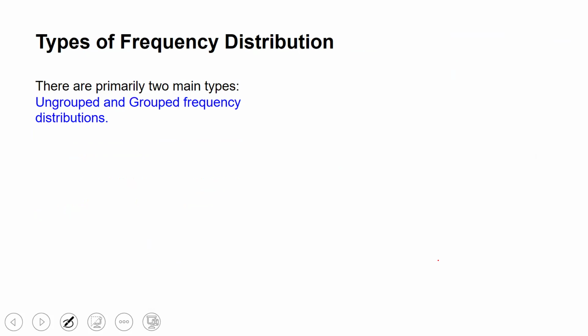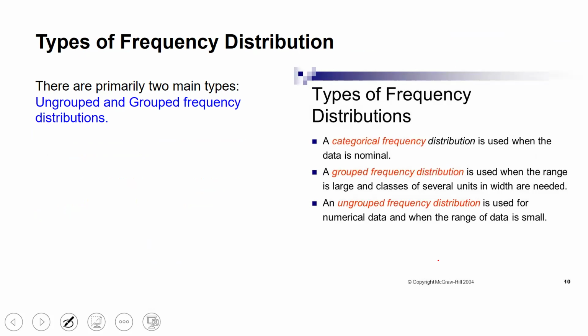So what are the types of frequency distribution? There are primarily two main types: ungrouped and grouped frequency distribution. And sometimes, if you check other sources, apart from grouped and ungrouped, you will also see categorical frequency distribution. Categorical frequency distribution is used when the data is nominal. So when you have nominal or ordinal data, you can use categorical frequency.